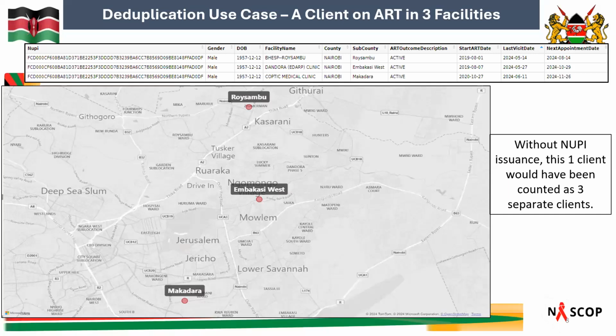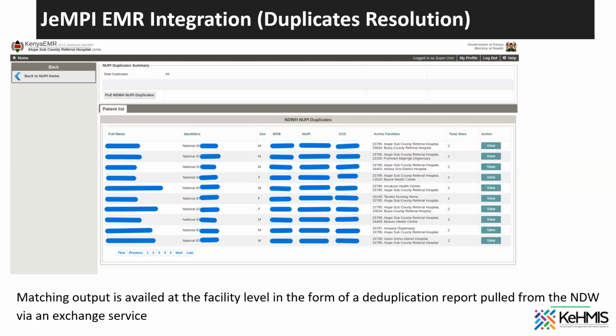Once we have this done, I think we mentioned that these records are sent together with the hash2p to the national data warehouse. From there, there is the need to cascade this information back to the facility so that they can action on these duplicate records. And for this, we have the MPI providing the output. Here's an example of the matching output provided by the MPI to the facilities within Kenya EMR.